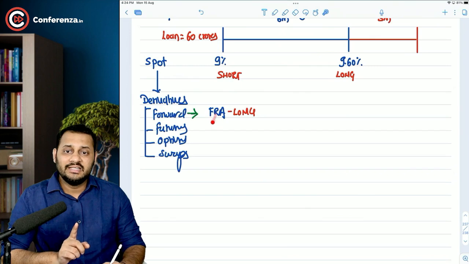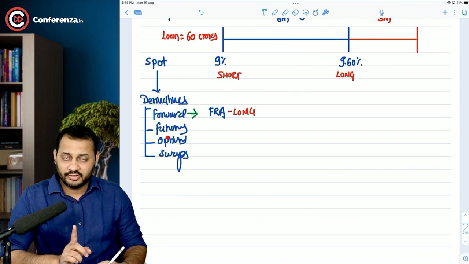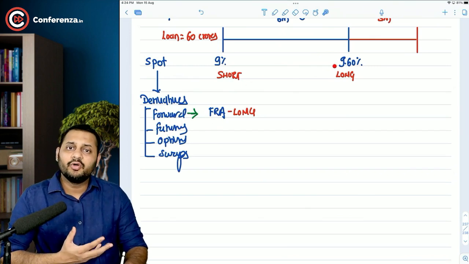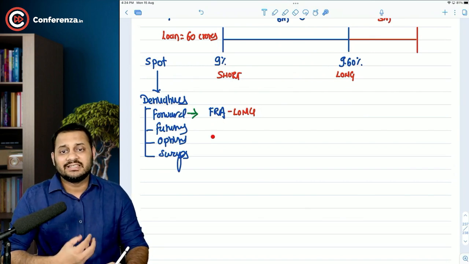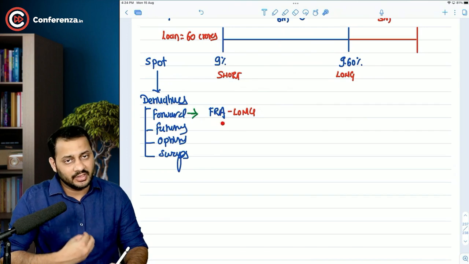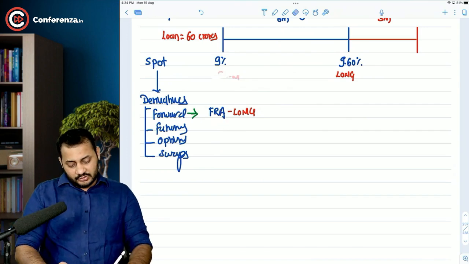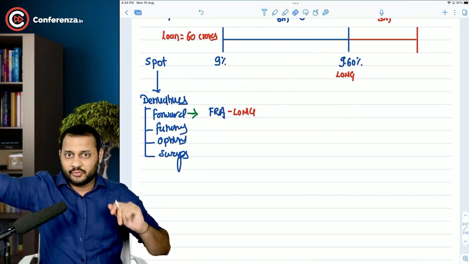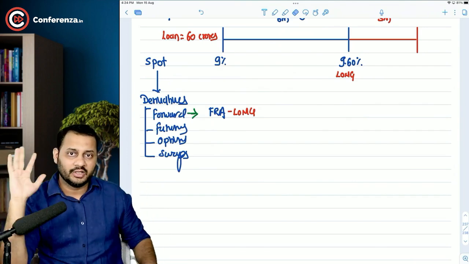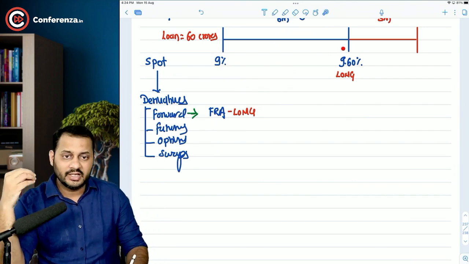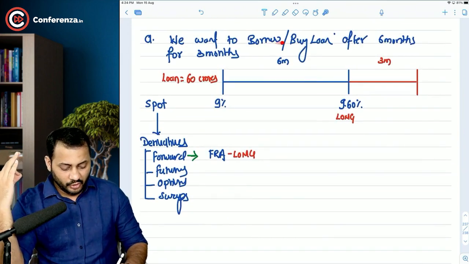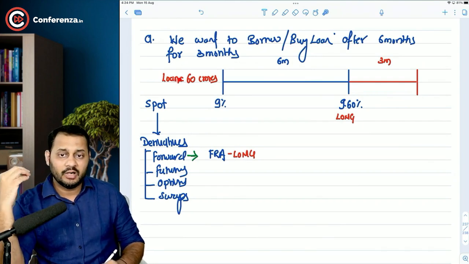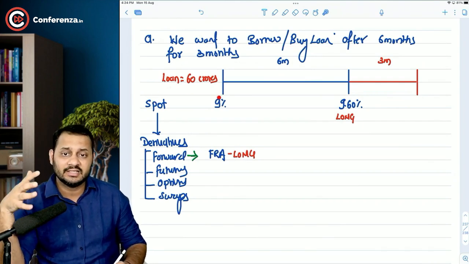Why? Because these contracts talk about a future date, and whatever we want to do at a future date, whether we want to buy the asset or sell the asset, the same position should be taken in the forward market as well. So we don't have any kind of position today itself, short or long, nothing. We just want to borrow money after 6 months. Summarizing the entire situation, we want to borrow or buy a loan after 6 months for a period of 3 months, and the loan amount is 60 crore. Today's rate is, let's say, 9%.